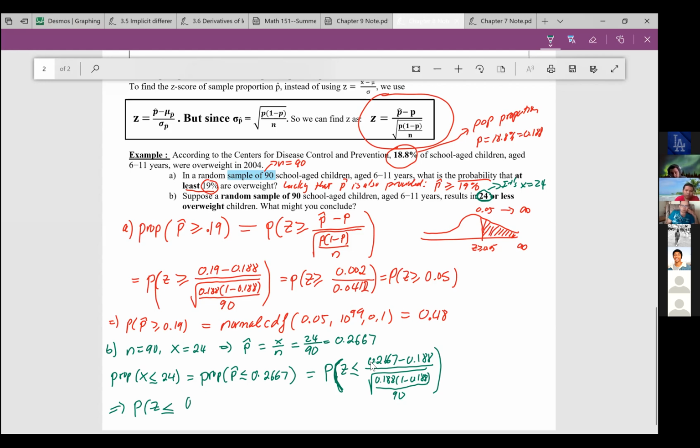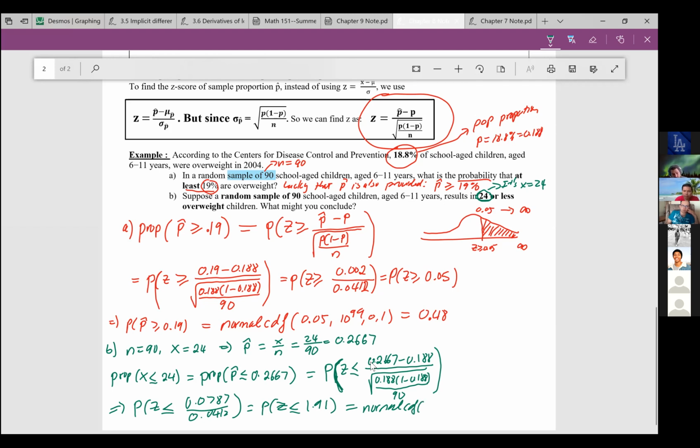So we got 0.0787 divided by 0.0412. So we're looking at probability of z less than or equal to 1.91. And there you go, no more CDF.